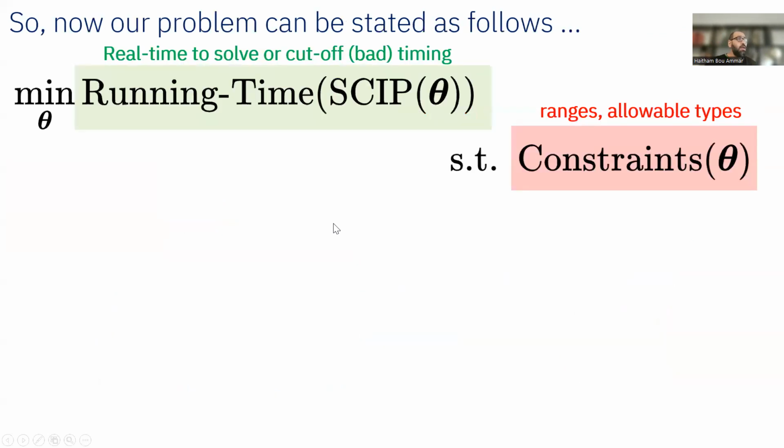Okay. So what is our problem really? Our problem is we would like to minimize the running time of this SCIP solver with respect to this set of hyperparameters theta. And we have constraints on those parameters theta. For example, as I showed you, some theta need to be Boolean, another set of theta need to be integer, a third set need to be something else. So this is really the formal problem that we're interested in.